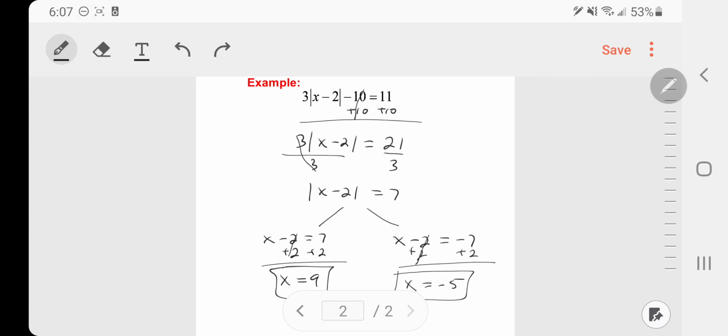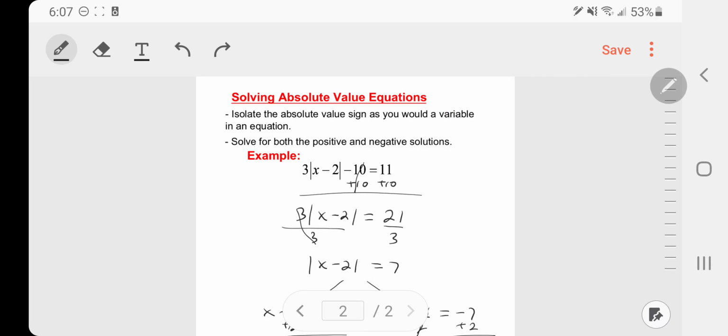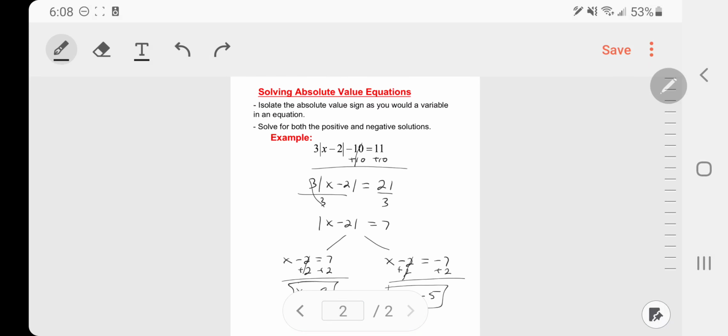All right, so there's your basic steps on how to solve multi-step absolute value equations. Again, you are going to isolate the absolute value first. Okay, here's your important step where it comes to that. And then you're going to split it and solve for both of your solutions.